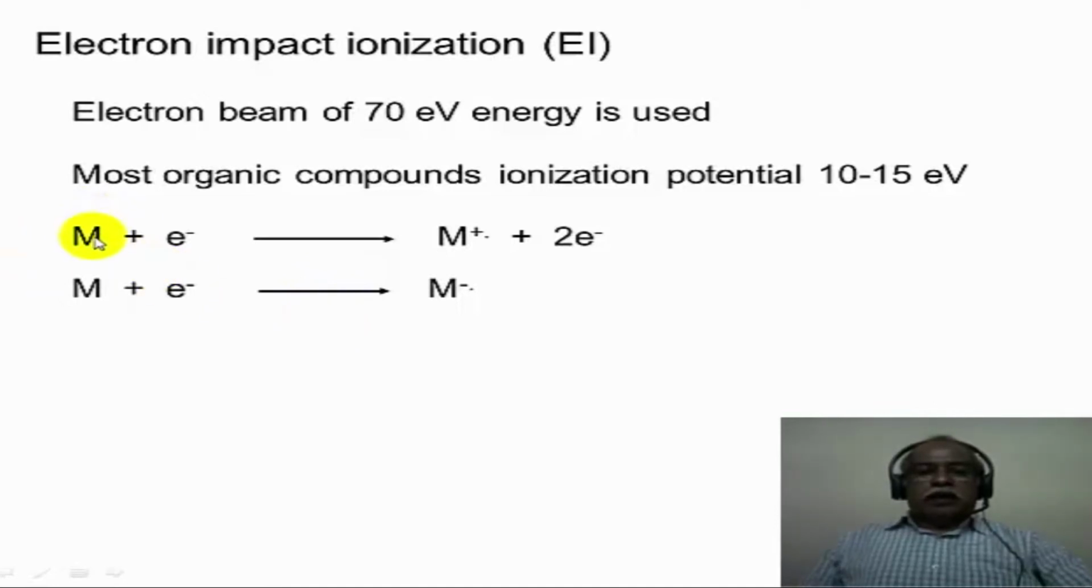The molecule can either have an electron knocked off from its valence shell by the high energy electron to produce the cation radical, or the electron can be added to the molecule producing the anion radical. So mass spectrometry can be done either in the positive ion mode, detecting the cation radical species that are produced, or in the negative ion mode, detecting the anion species that are produced during the course of the ionization.